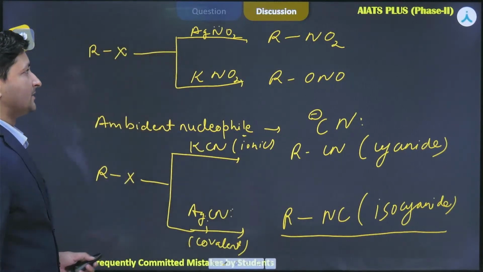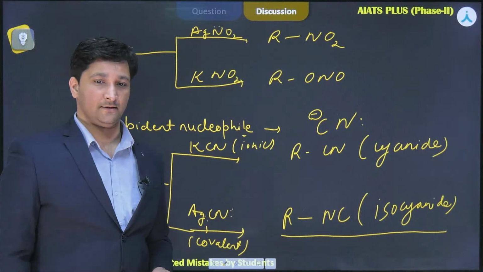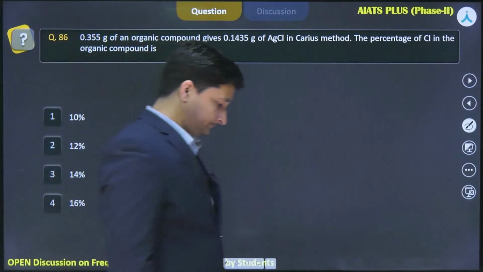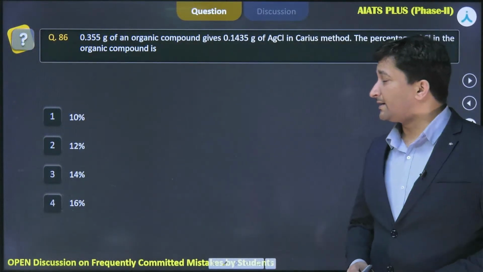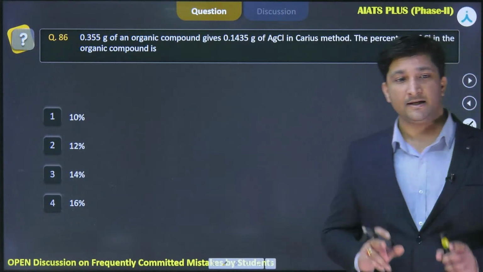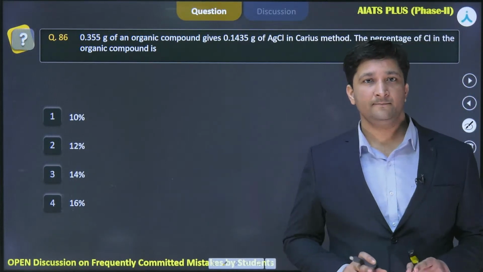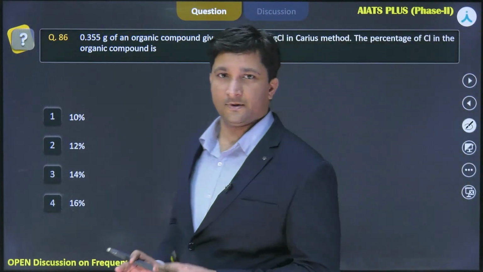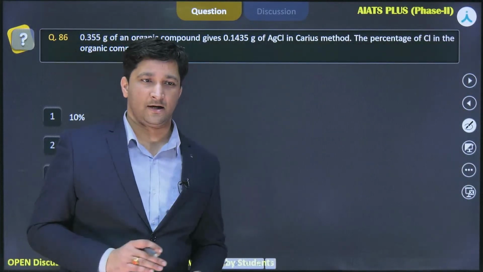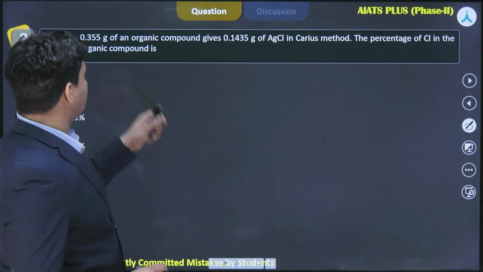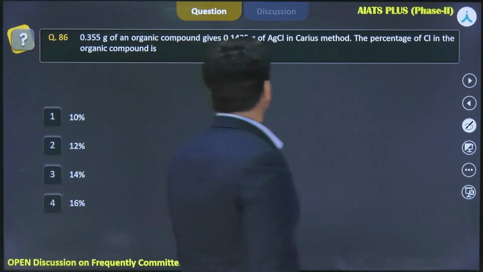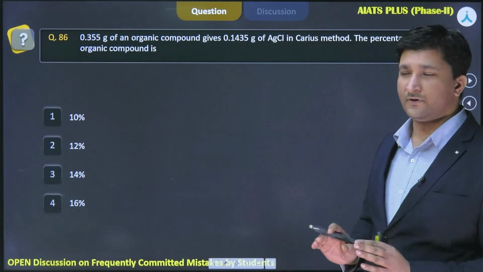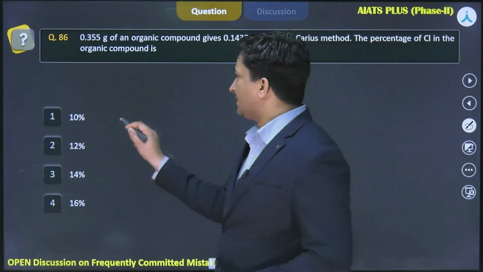Okay. So this was the discussion about ambident nucleophile. Yes, crystal clear. Okay. Now let's move on to the next question. Here you can see the next question is all about the Carius method. Again, the Carius method has been explained completely in my previous lecture. If you want a detailed discussion, you can go back to the live series and watch that. Now 0.355 gram of an organic compound gives 0.435 gram of AgCl. Now again, how you have to imagine this, I will discuss. See, we have been given an organic compound.